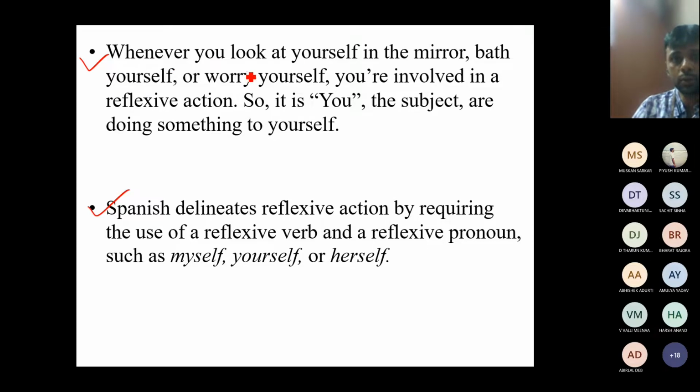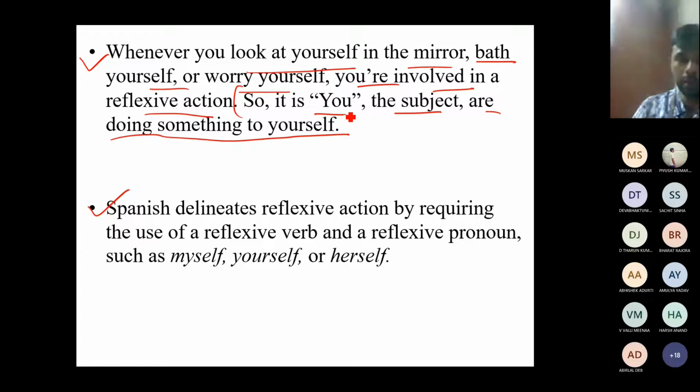So whenever you look at yourself in the mirror, bath yourself, or worry yourself, you are involved in a reflexive action. So it is you, the subject, doing something to yourself. This is the important part. If you see the three examples given there, when you look at yourself, when you bath yourself, when you worry yourself, you are doing something on you. That is why we call it a reflexive.